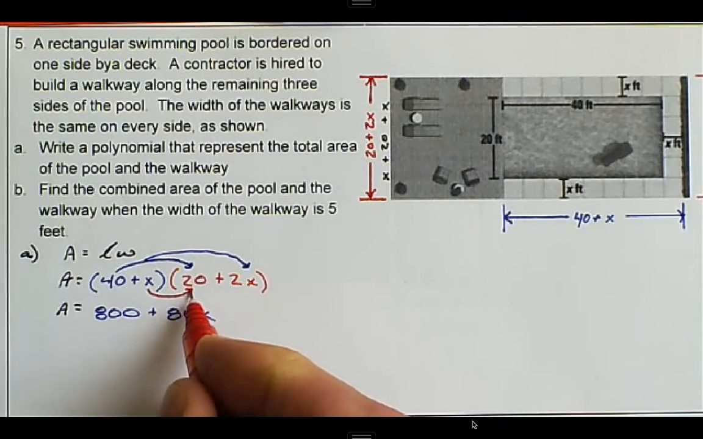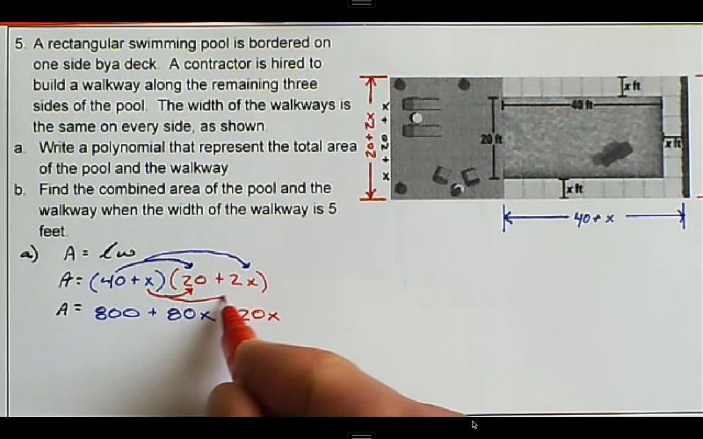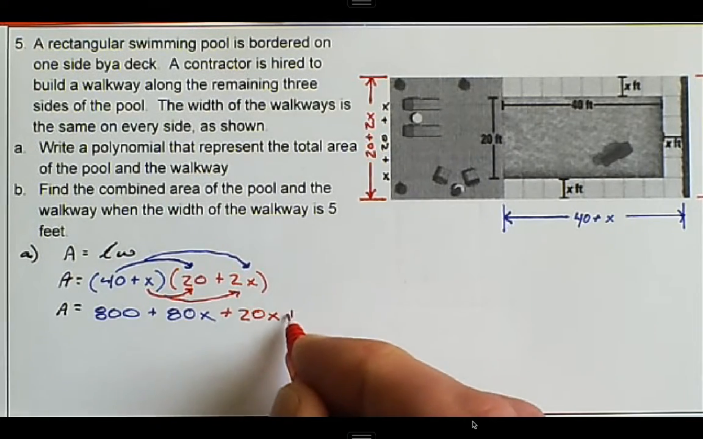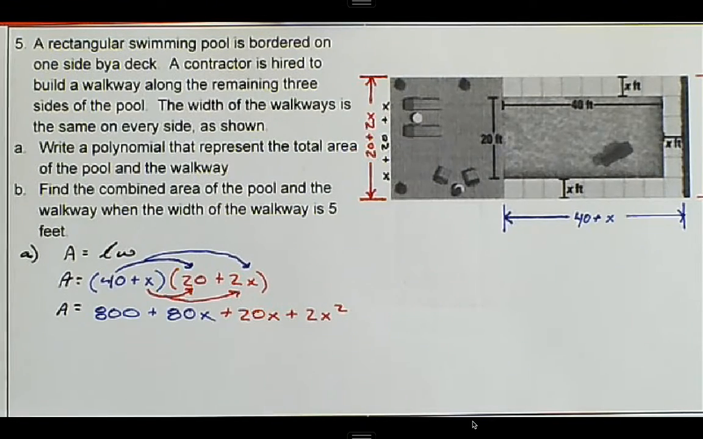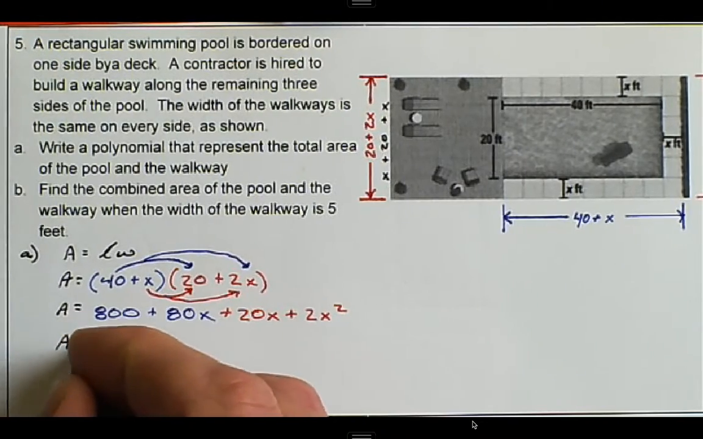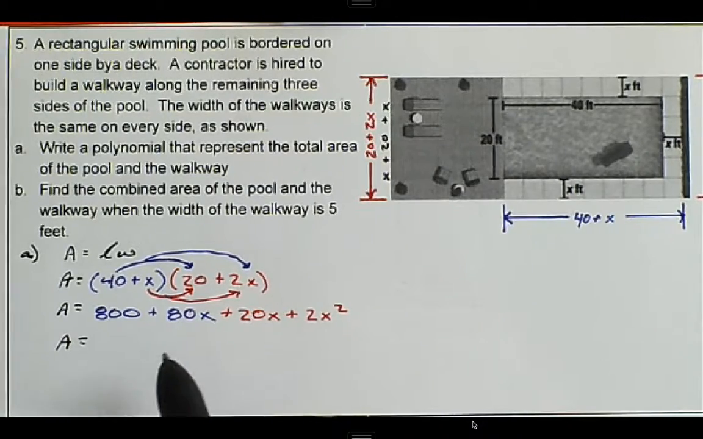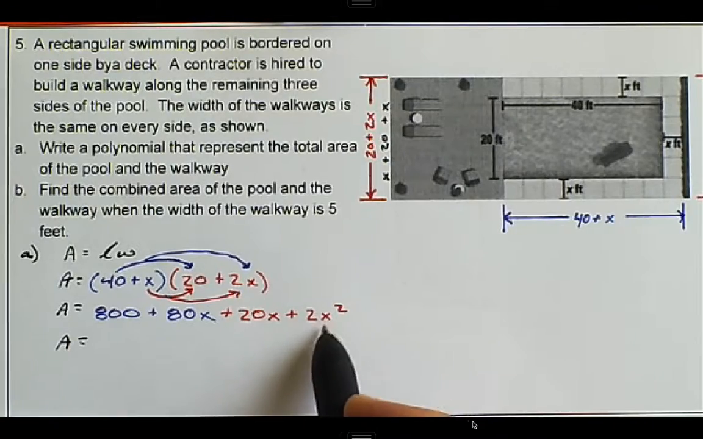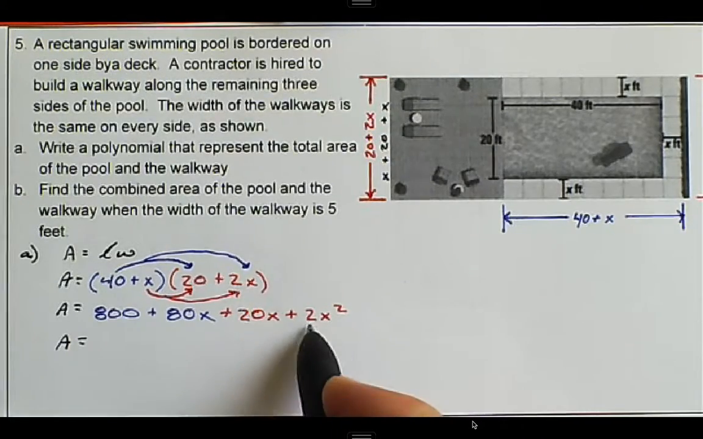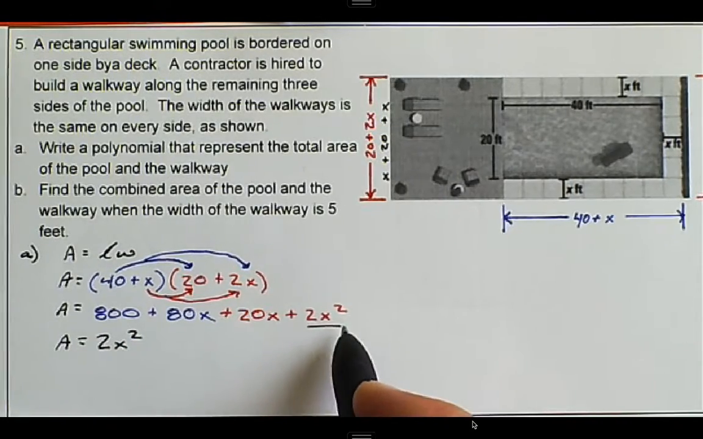x times 20 becomes 20x, and x times 2x becomes 2x squared. And now we can combine our like terms. Because with polynomials we want to write with the highest degree or the largest exponent first, I'm going to start with my highest exponent, which is 2x squared, and I don't have any other x squared terms, so I can write down 2x squared, and now I'm done with that part.